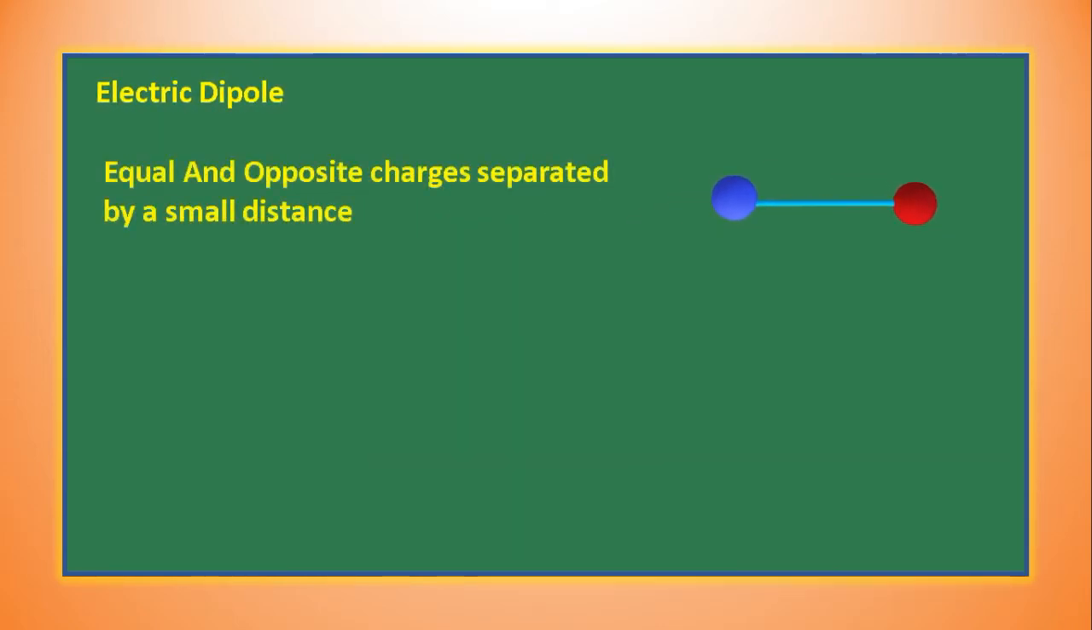Today we are going to discuss a new topic, electric dipole. Simply, you consider a pair of charges equal and opposite, separated by a small distance. And such an arrangement of a two-charge system is called an electric dipole. Equal and opposite charges separated by a small distance is called an electric dipole.